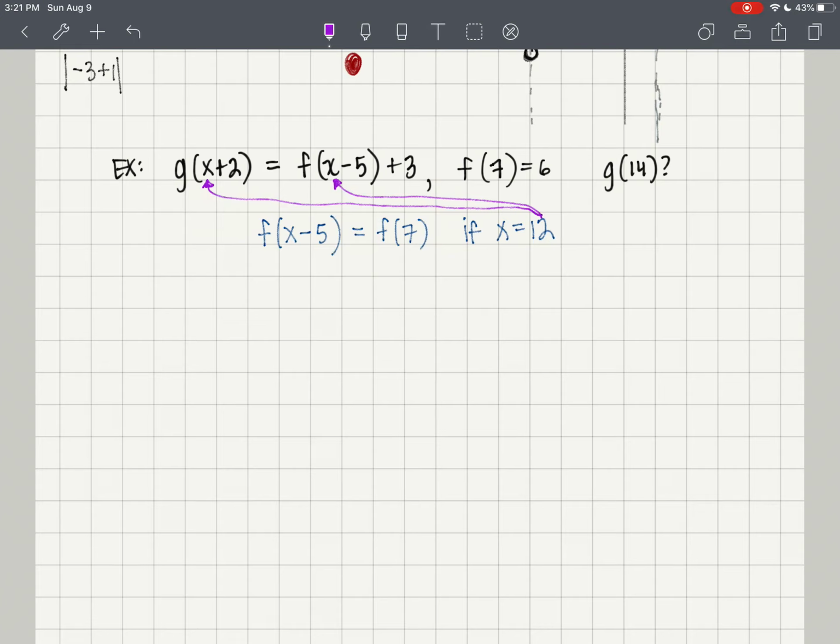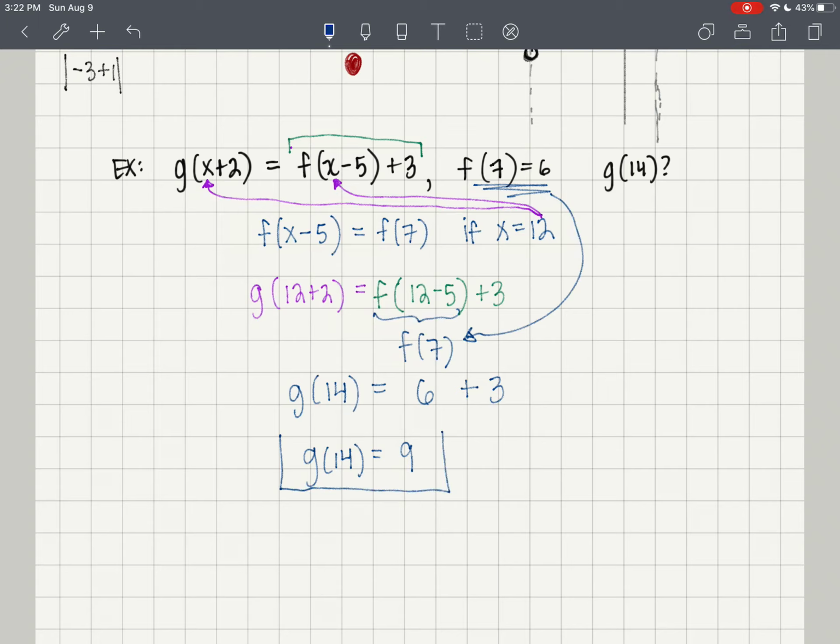So let's do that. So g of 12 plus 2 is equal to, remember, it's equal to this. It's equal to all of this. So it's going to equal f of 12 minus 5 plus 3. Well, f of 12 minus 5, that's just f of 7. And f of 7 is 6. So we have g of 14 is equal to 6 plus 3, which is equal to 9.